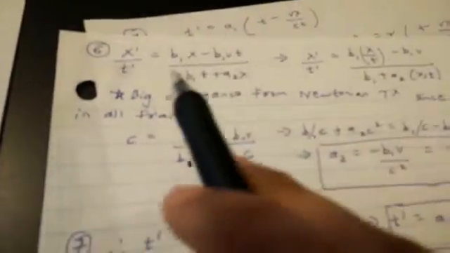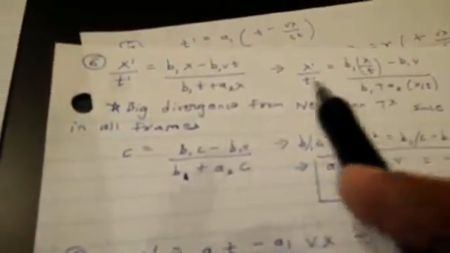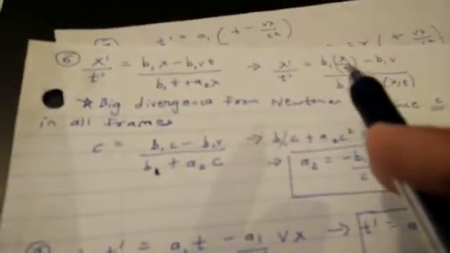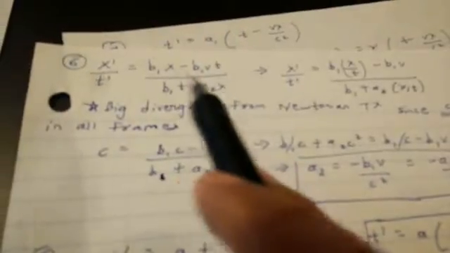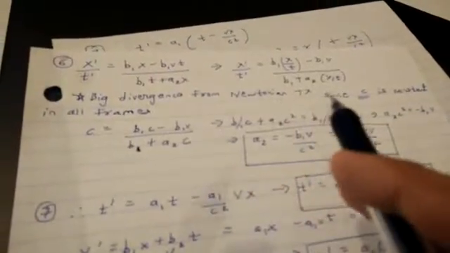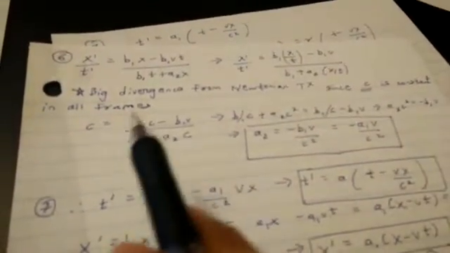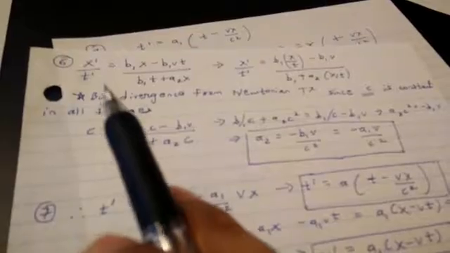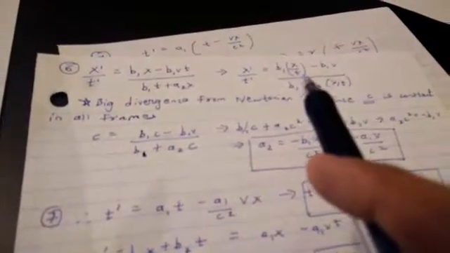So this is the next step. You get x prime upon t prime is this, and you just divide by t on both the numerator and denominator. You get this, as you can see. Now this is a big divergence from Newtonian transformation, since c is constant in all frames. So if x prime upon t prime is equal to c, then x upon t will also be equal to c. So the speed of light will be constant in both frames.